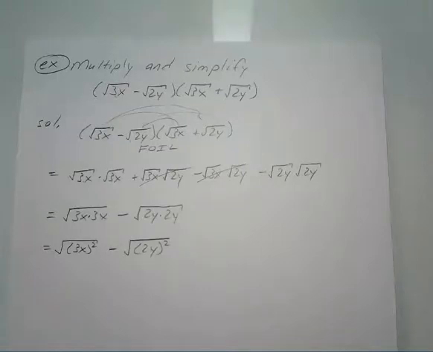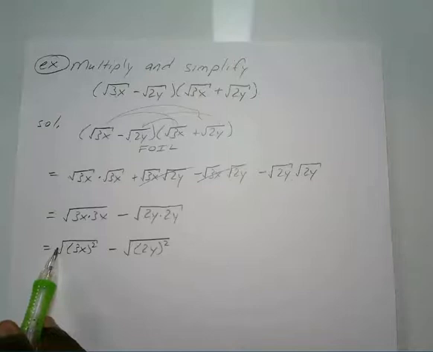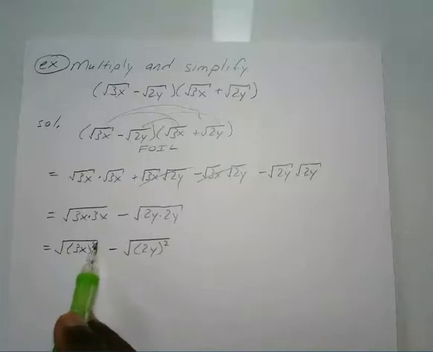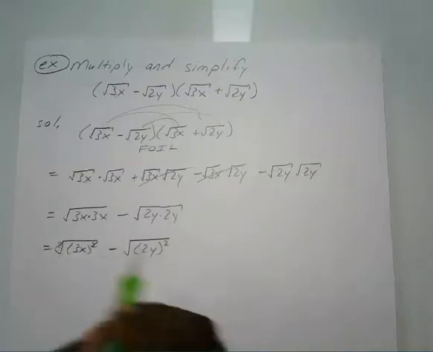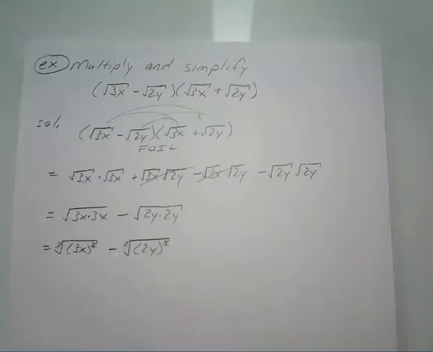Okay, and I wrote it this way because remember, when there's no index written down, we automatically know it's a 2. So this 2 from the exponent and the 2 from the index would cancel each other out. So if you have a 2 here, those two would cancel each other out. So that would leave us with 3x minus 2y as our simplified answer.